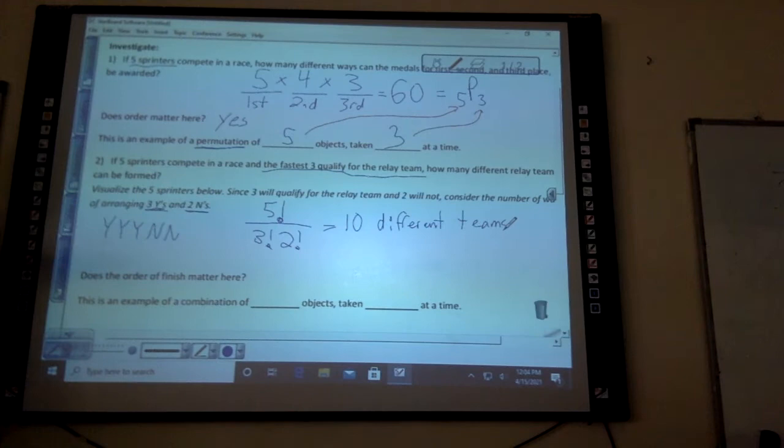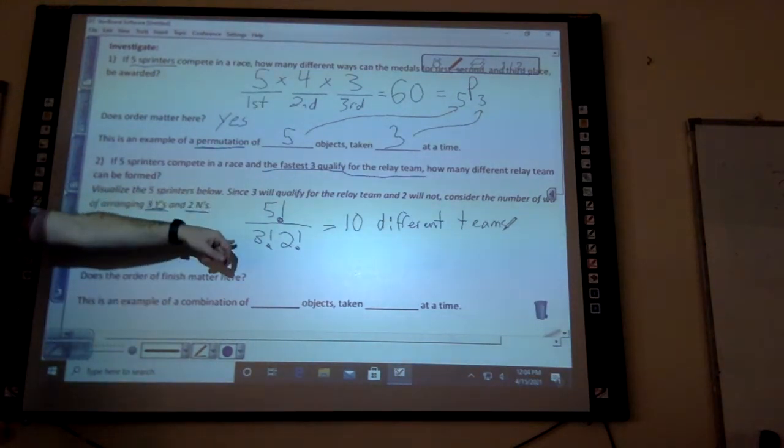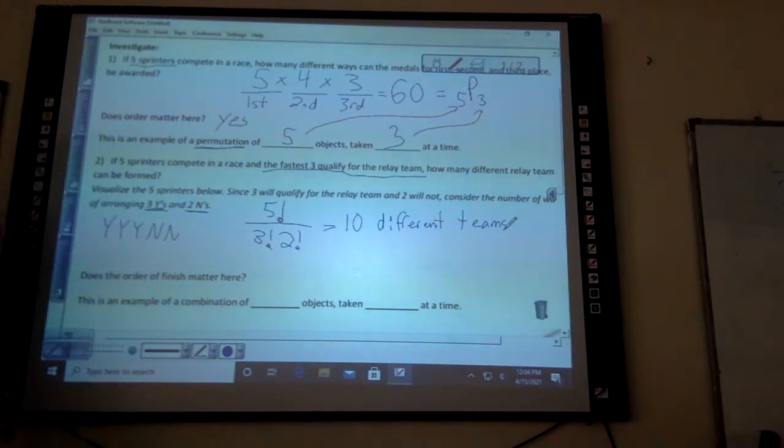So if you plug that in the calculator, you'd get 10. This one? Yep. So 5 factorial over 3 factorial and 2 factorial.